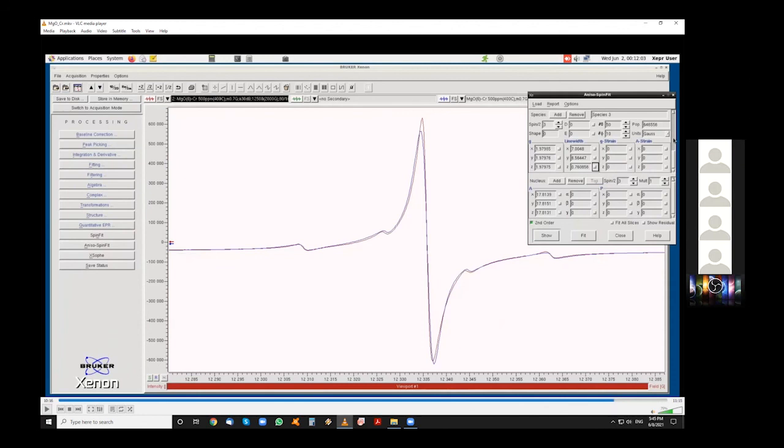So this program is very good to be used as a first fit of an experimental spectrum. This is something that we're doing at the end of some of our experiments.